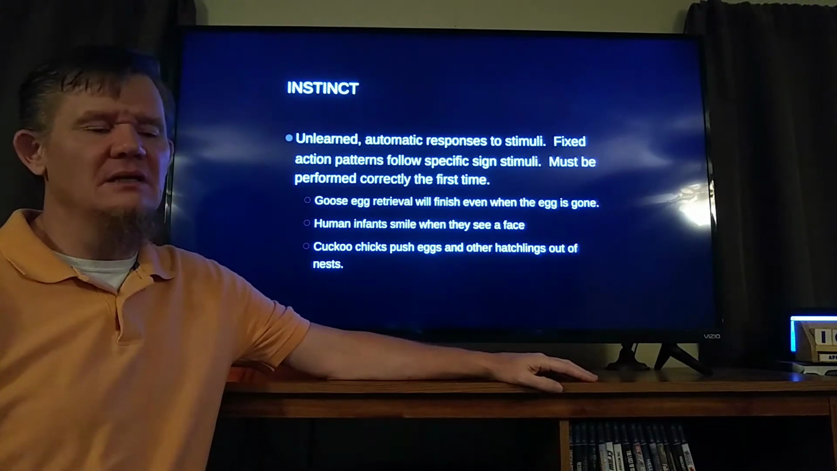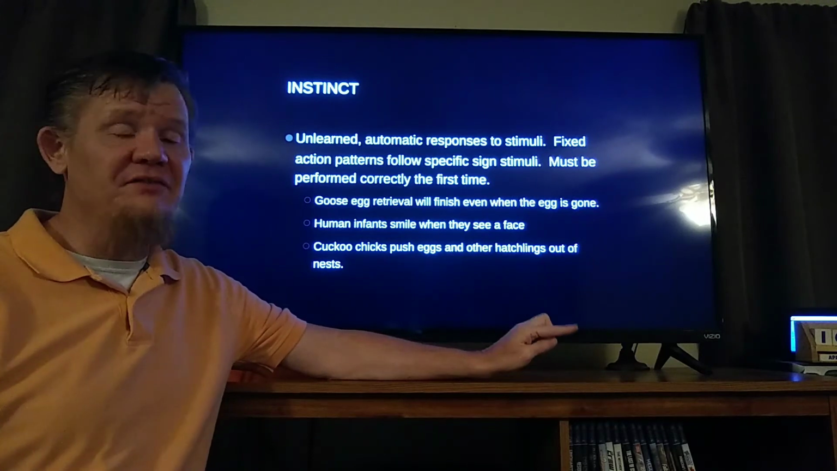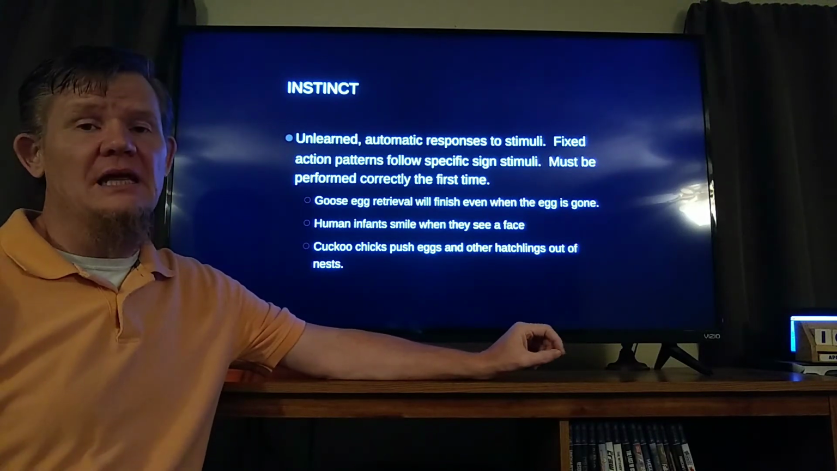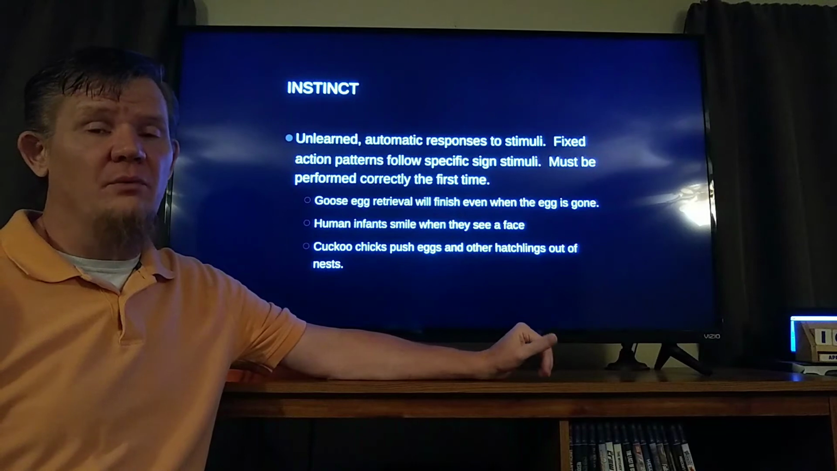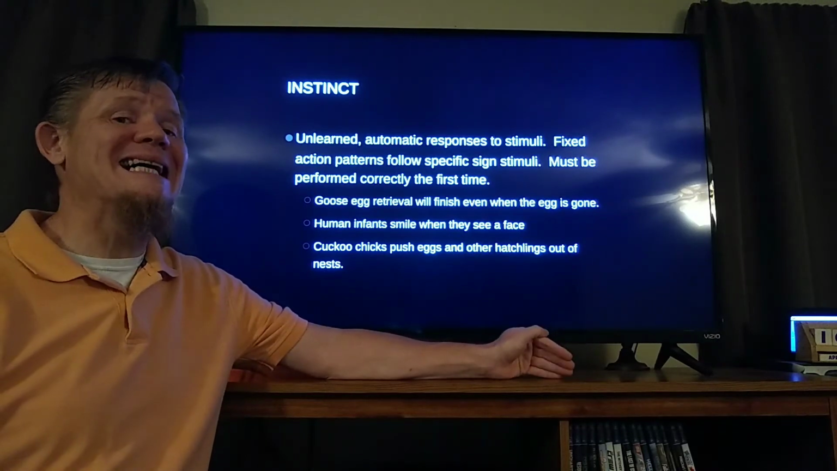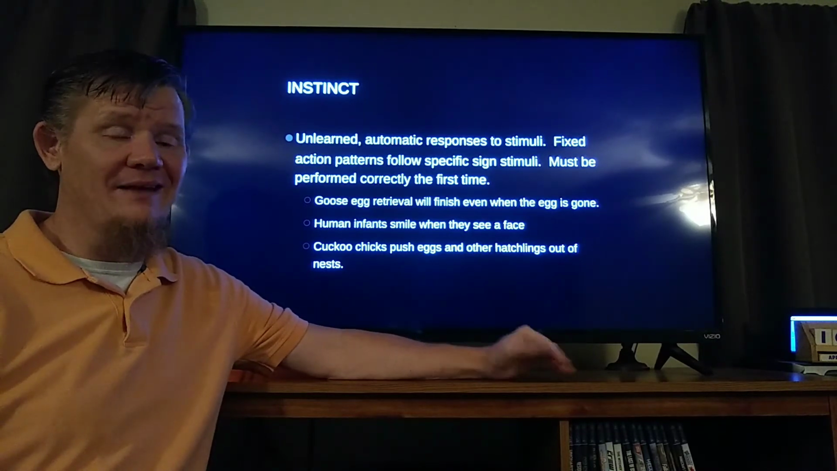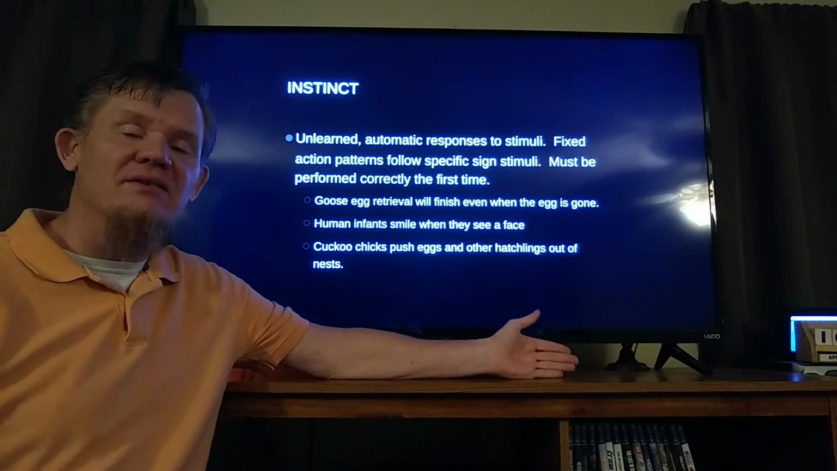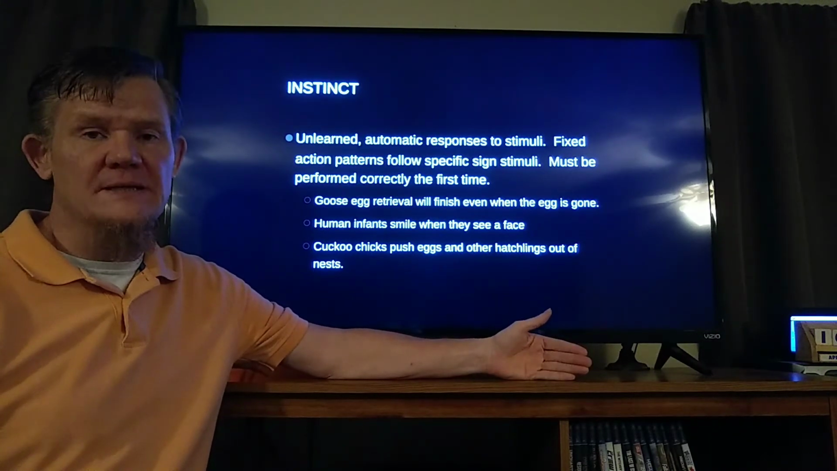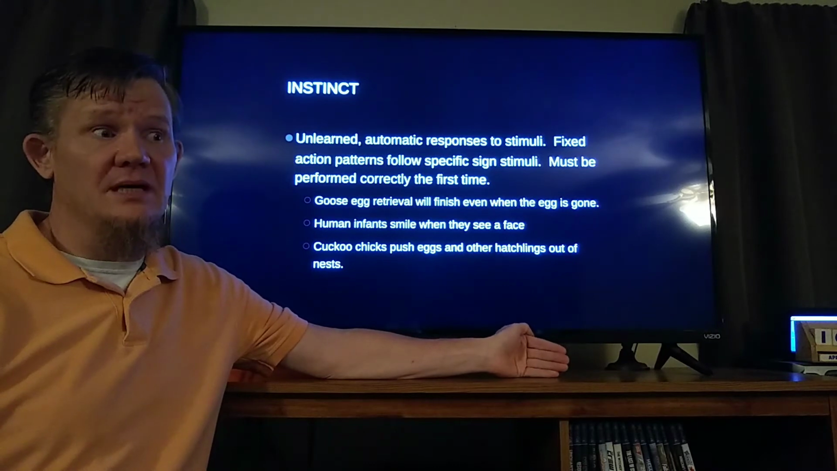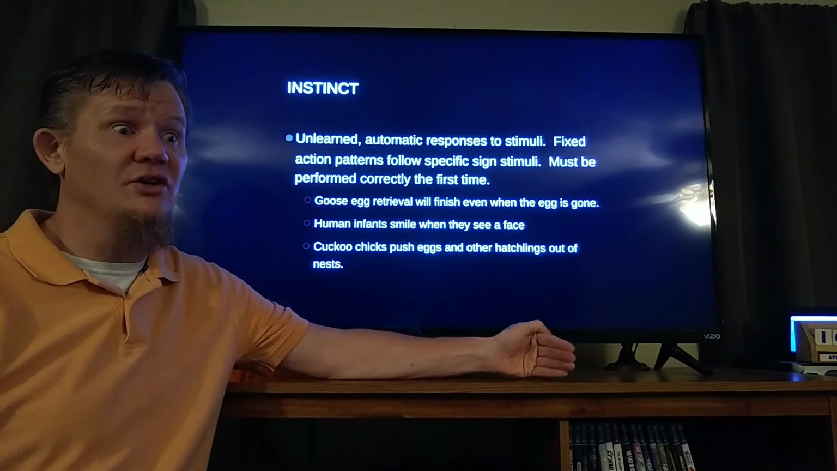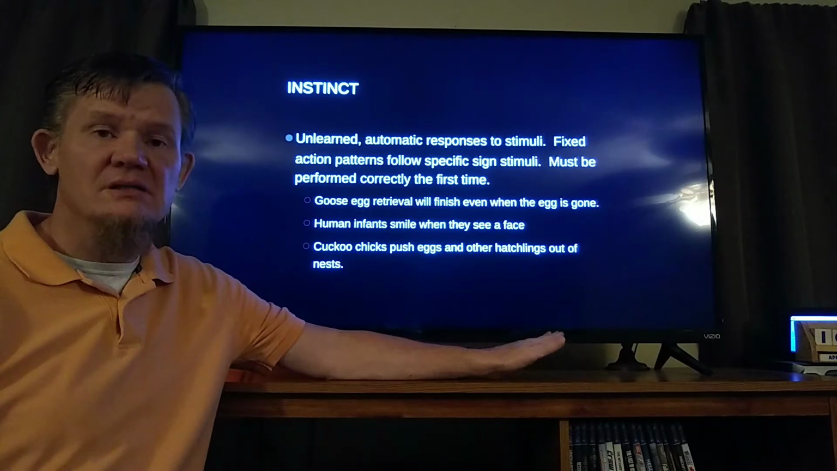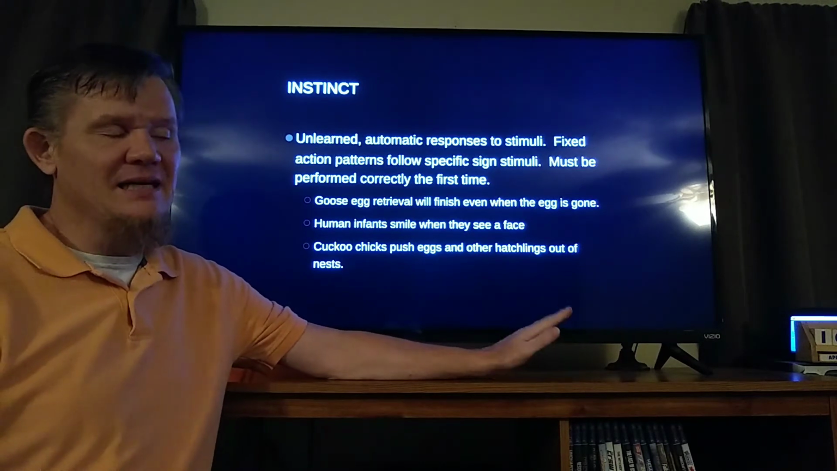Often, these instinctual behaviors have to be performed right the first time. And the reason why they have to be performed right the first time is because the individual might die otherwise. A really good example is flying. Flying is an instinctual behavior for birds. It has to be done right the first time because what happens if the bird doesn't learn to fly? Splat.